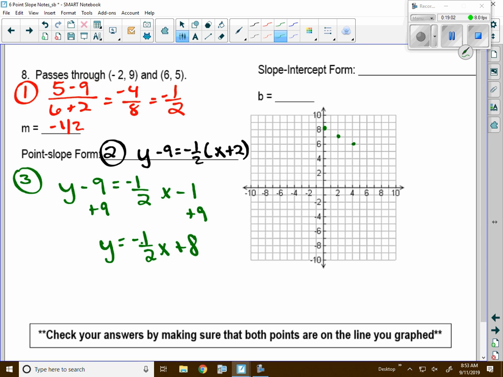All right, make sure when you graph that you have a negative slope on that. You're going down from left to right.